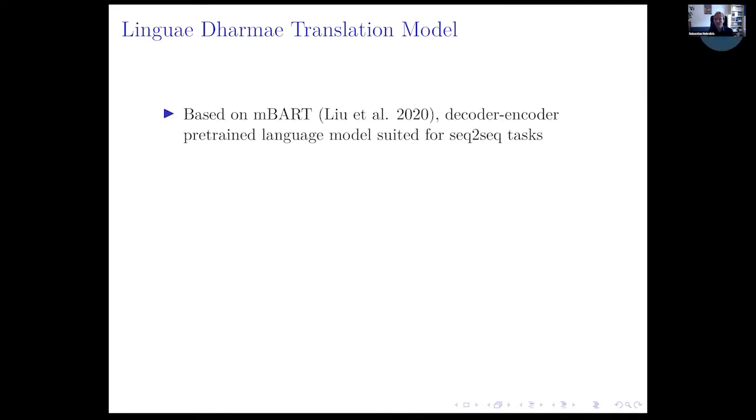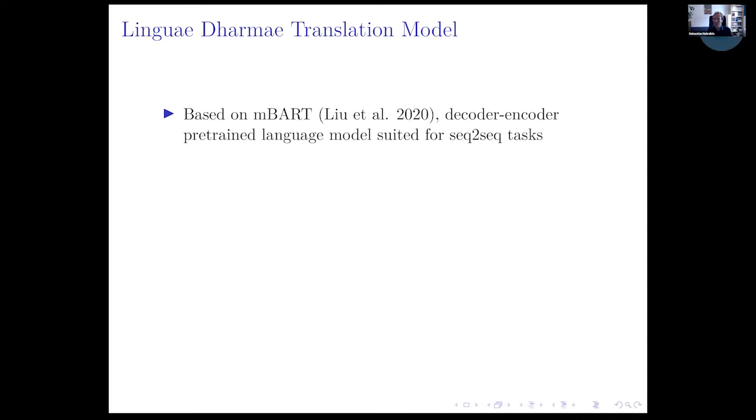Yes, so this is actually a little bit on short notice. Just this week we got the invitation to present here. So it's all really work in progress, and we hope to be able to publish on this topic by the end of this year. It's about the Lingua Dharma translation model for Buddhist languages that we have been working on for the last months. This is basically a language model that is able to translate Buddhist languages into English. This is our current goal.